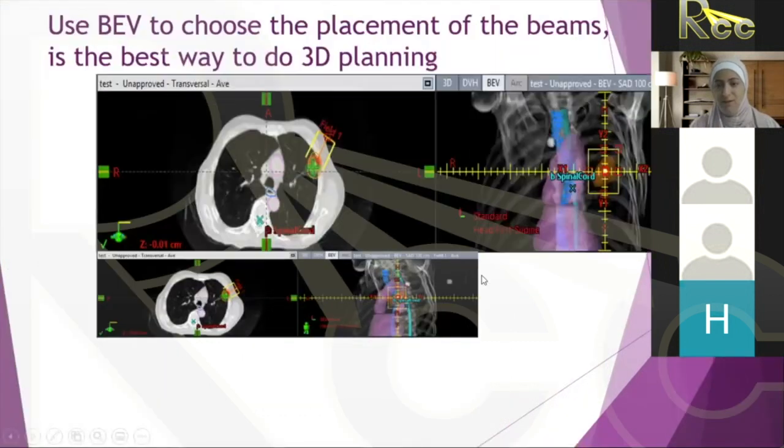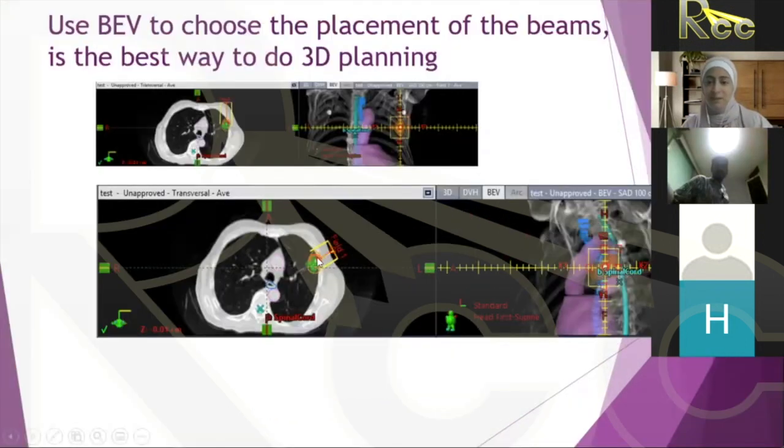Okay. So now let's look at this field. This field is also going through the PTV and the lung, but it's coming close to the aortic arch. So you have an appreciation of how close it is to your aortic arch. Maybe this is something you want to keep, because this is also not going into the arch. What about another angle? Let's do this.